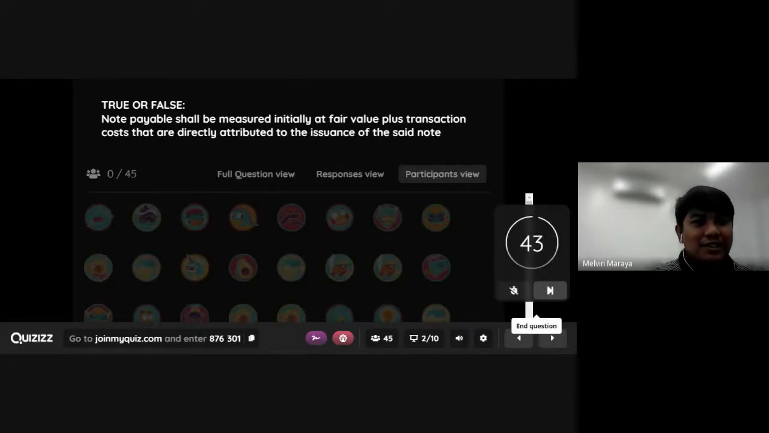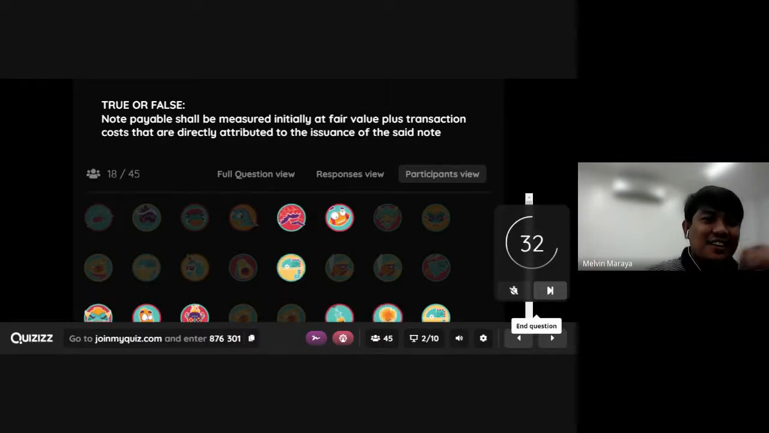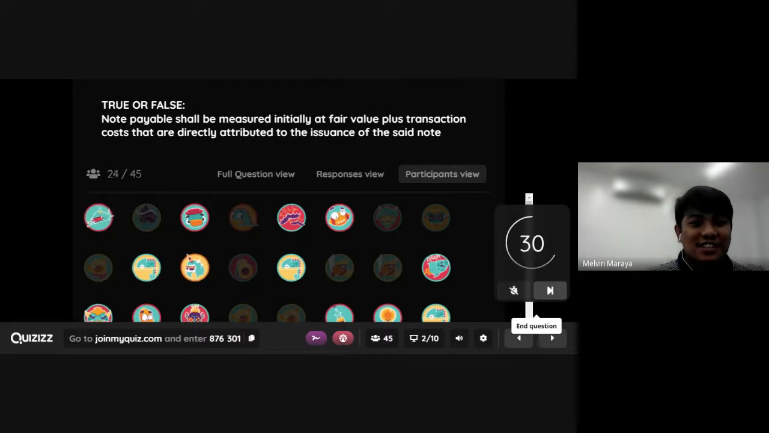Note payable shall be measured initially at fair value plus transaction costs that are directly attributable to the issuance of the said note.